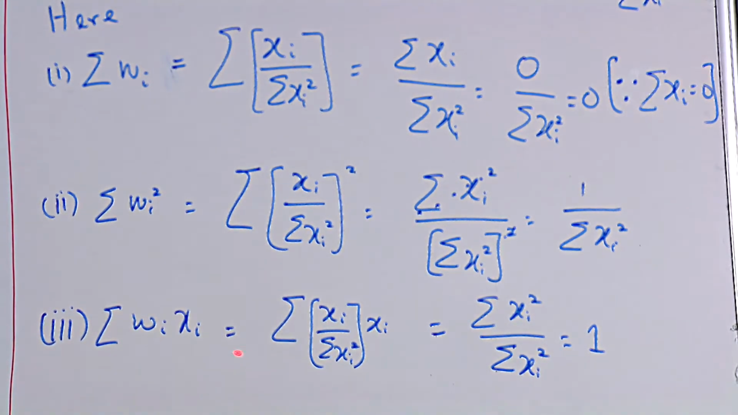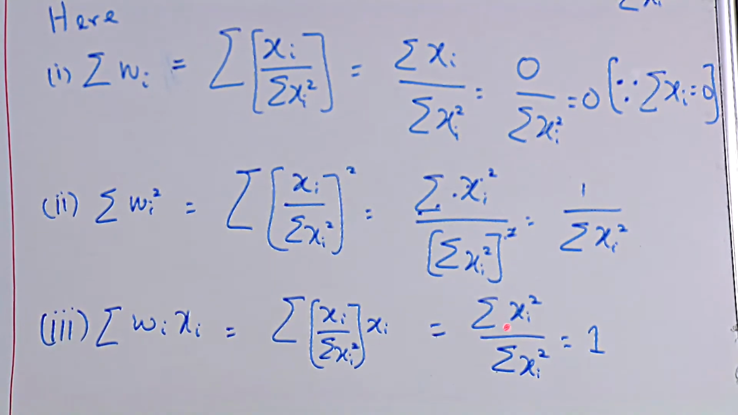Sigma wi xi is equal to sigma of xi divided by sigma xi square, that is wi, and xi. So if we multiply these two xi's, we get sigma xi square divided by sigma xi square. So the end value is 1. So sigma xi wi is equal to 1.